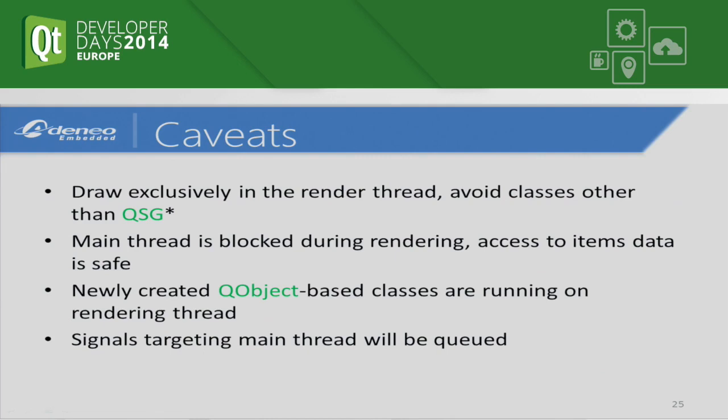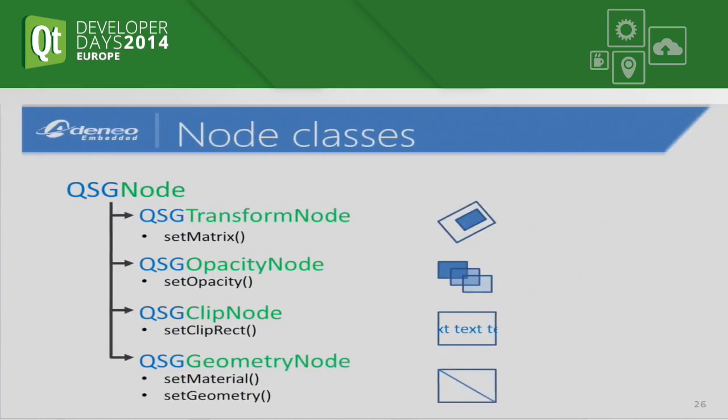All objects you create are running on the rendering thread, so it means if you create, I don't know, any object, it will run on this rendering thread and not on the main thread. And it means that communication from this object to the rest of the world, to the main thread, will be queued. So usually signals are synchronous. When you emit the signal, it directly executes all the connected slots. In that case, it will post a message instead that will be processed when the thread has some time for itself.